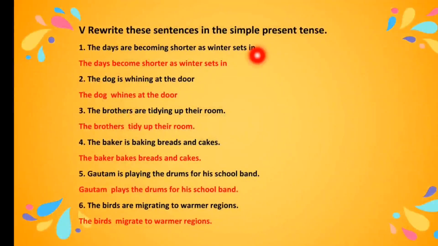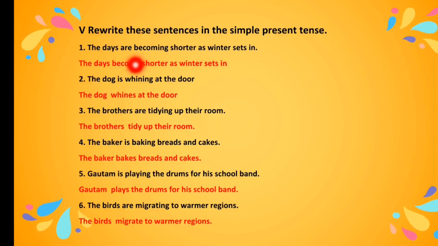Now next we have rewrite these sentences in the simple present tense. So one sentence they had already given in the textbook. What you have to do is rewrite the sentences in simple present tense. What is the formula of simple present tense? Subject plus V1 or VS form of the verb, right? Let's see. The days are becoming shorter as winter sets in.